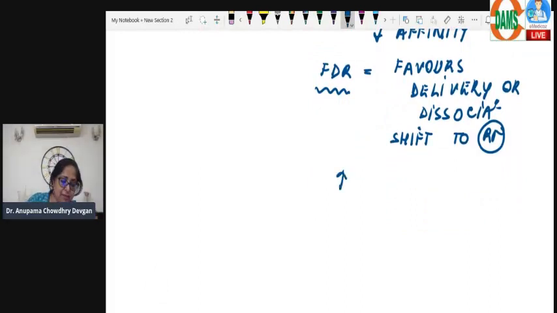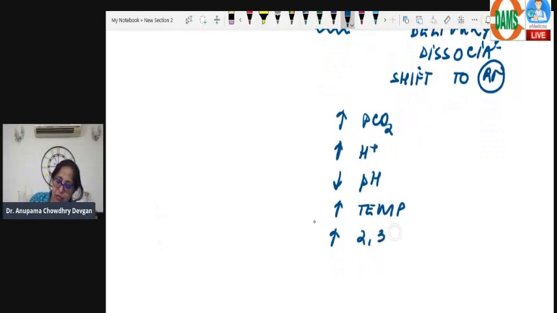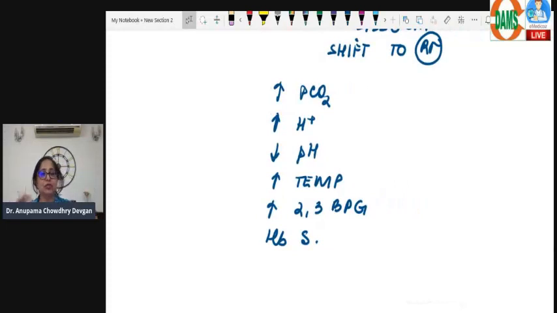If there is an increase in PCO2, increase in H+, decrease in pH, increase in temperature, increase in 2,3-BPG, or hemoglobin S. All these conditions will cause a shift to right, and shift to right means more delivery of oxygen.